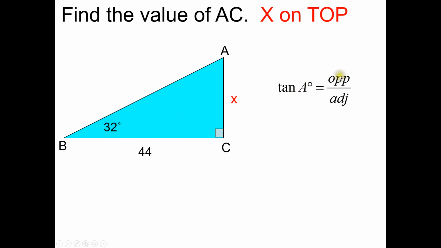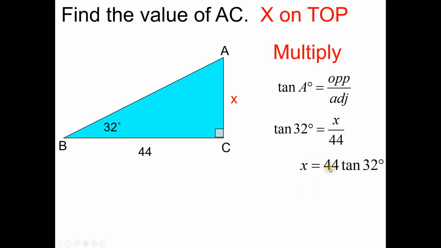What do you put here? The opposite, which is x. And then the adjacent, 44. So we put that there. So here it is. If x is on top, you just multiply these two together. It's like cross multiplying. But the 44 has to be in front. So 44 tan 32, punch it into your calculator, and you should get 29.1 for this side. That's x on top. You multiply, make sure the right one's in front.